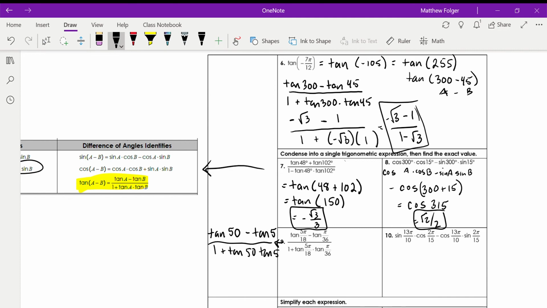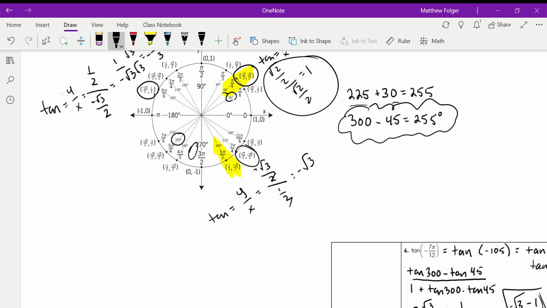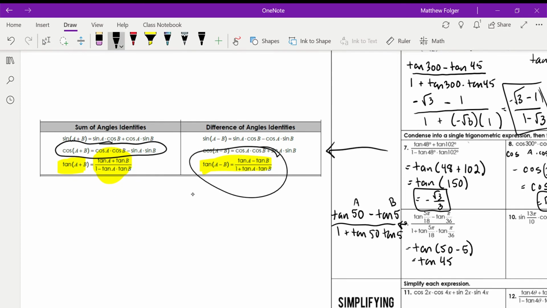Now, which tan formula has minus on top and plus on the bottom? That's this one, tan of A minus B. So if A is 50 and B is 5, it's going to be tan of 50 minus 5, which is tan of 45, which we know, looking at our unit circle, tan of 45 is y over x, square root of 2 over 2 over square root of 2 over 2, which we already did. That just reduces to 1. Now, if I'm going a little bit fast, pause for a second and make sure you understand what's going on.